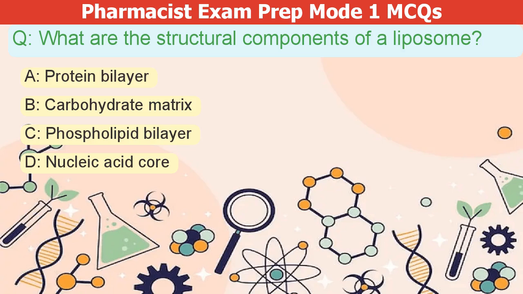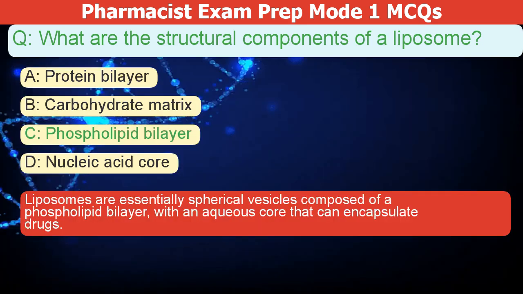What are the structural components of a liposome? A. Protein bilayer. B. Carbohydrate matrix. C. Phospholipid bilayer. D. Nucleic acid core. The correct answer is C. Liposomes are essentially spherical vesicles composed of a phospholipid bilayer with an aqueous core that can encapsulate drugs.